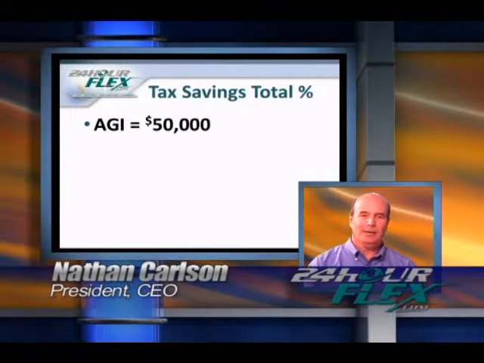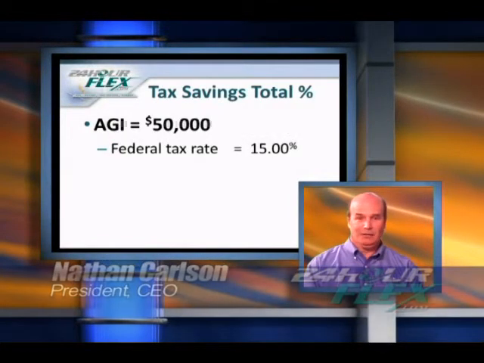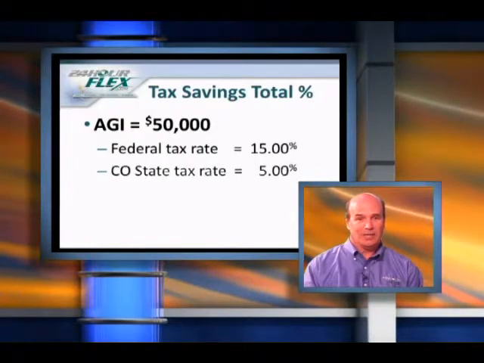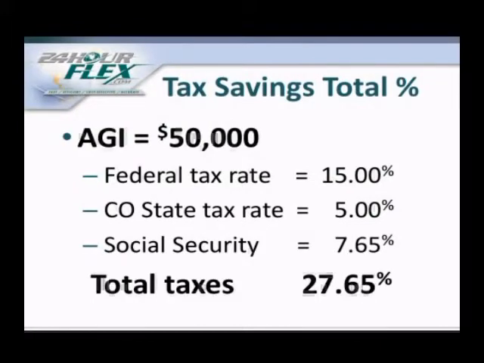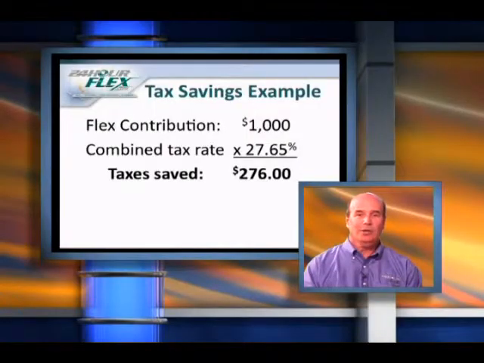Let's look at an example. Someone with an adjusted gross income of $50,000. The federal tax rate would be 15%. Here in Colorado, the income tax rate would be 5%, and Social Security is 7.65. So you add all these together, total combined tax rate of 27.65. Now take that and apply it against a flex contribution of $1,000, and you'll create tax savings of $276.